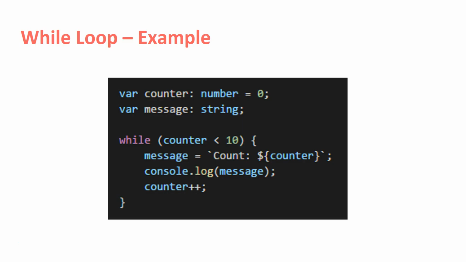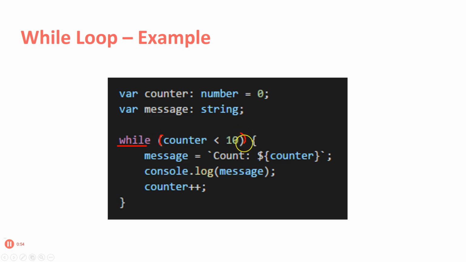So, how can we use a while loop? Here's an example. I have var counter of type number equal to 0. So I have a variable of type number with the name counter, which is equal to 0. Then I have a variable of type string with the name message. And here is what I'm saying.